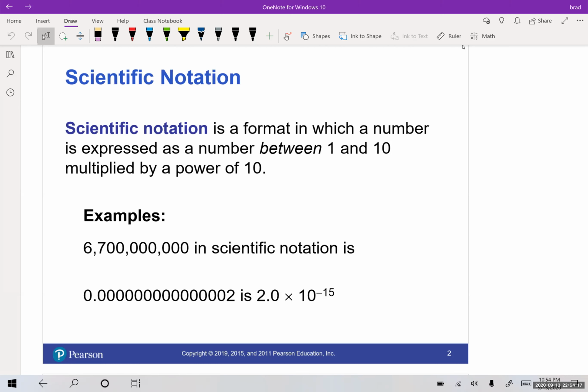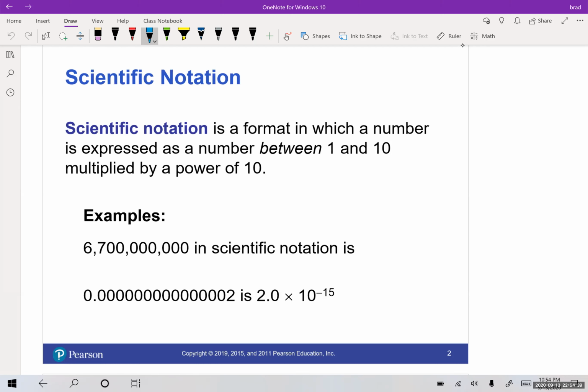Okay, so scientific notation is a format in which a number is expressed as a number between 1 and 10 multiplied by a power of 10. And notice it says between 1 and 10. Basically, you have from 1 to 9. If it's a 10, then you need to add another value to the power of 10.